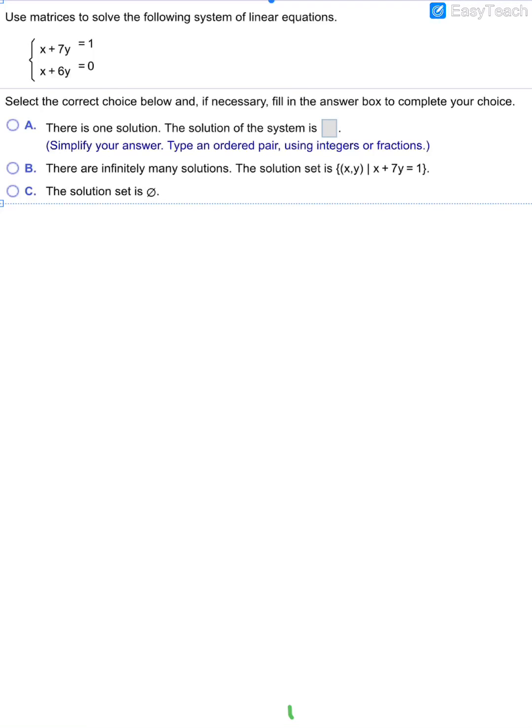In this video, we are going to use matrices to solve a system of linear equations. So the first thing you have to do is to take your system and put it into an augmented matrix. So remember, I'm just taking the coefficients. So there's a 1 in front of my x, a 7 in front of my y, and then your constant goes on the right-hand side of the line.